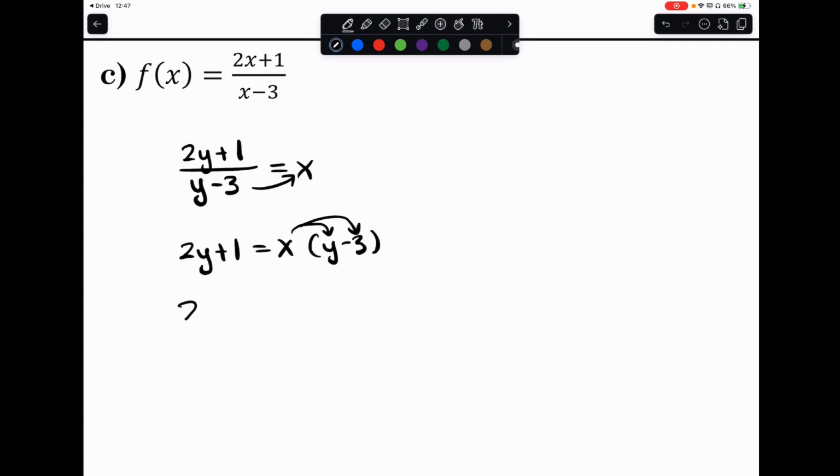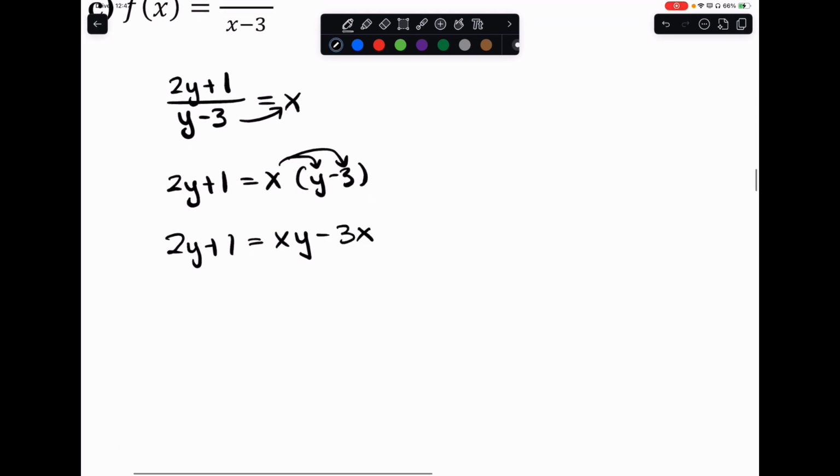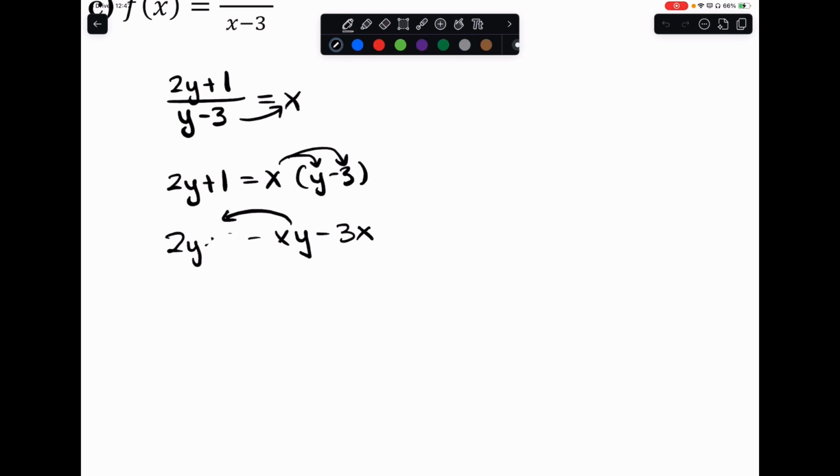Distributing that, we're going to get x times y, and then 3 times x. So there. And we're going to switch the x and y term and the 1 term to the opposite side. So we have 2y minus xy equals negative 3x minus 1.